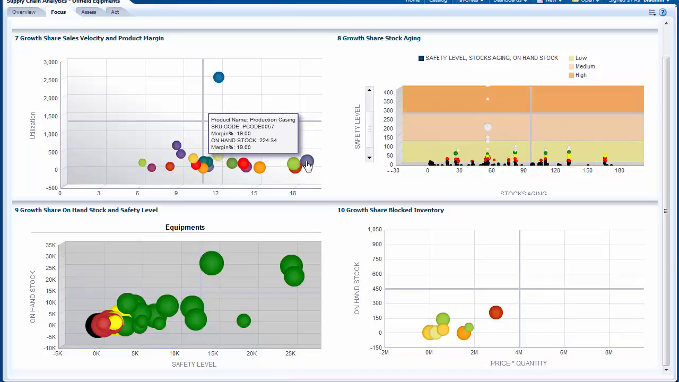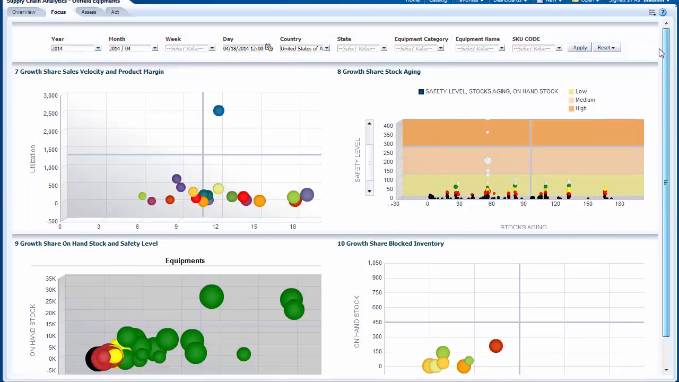I need you to focus on the next chart, chart number 7. This chart provides the utilization percentage for all the high value products. Based on this, several actions can be taken. For example, in this chart we identify one of such products by using the BCG growth share matrix. As you can see in the chart, the production casing is actually a very high value product with a very low utilization percentage. The demo from here on focuses on this particular product.